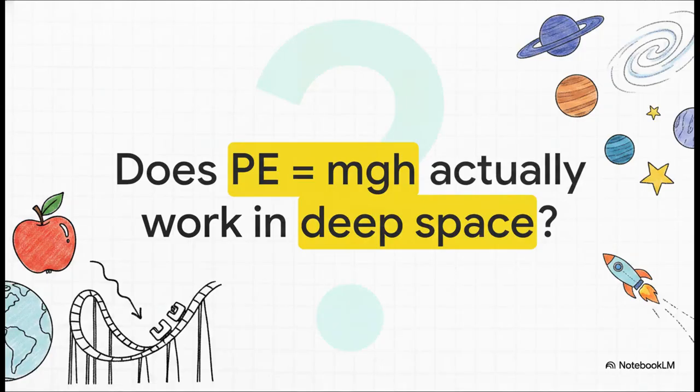Okay, so you probably remember the classic equation from high school physics, right? Potential energy equals mgh, mass times gravity times height. It's perfect for when you're dropping an apple or analyzing a roller coaster. But here is the big question. Does this trusty everyday equation actually hold up when we get out into deep space? Well, let's see where it completely breaks down.